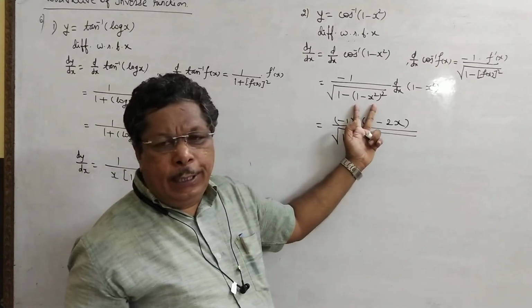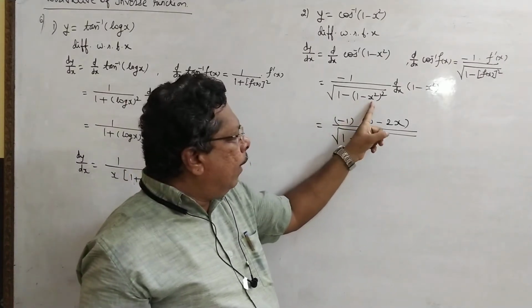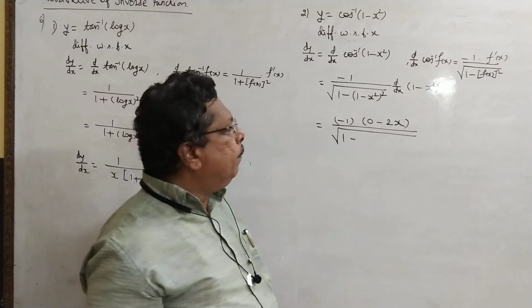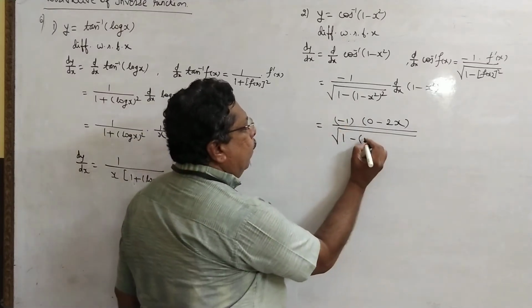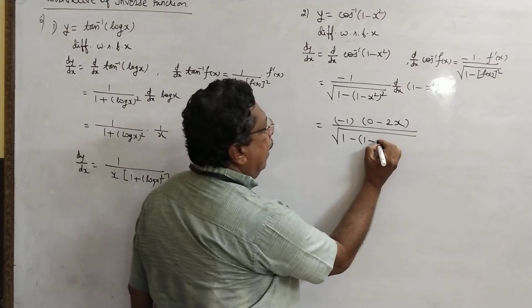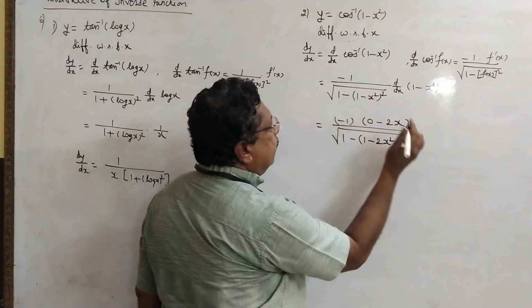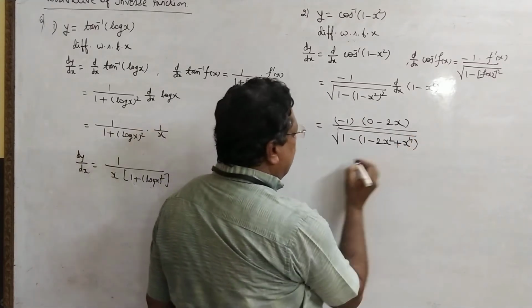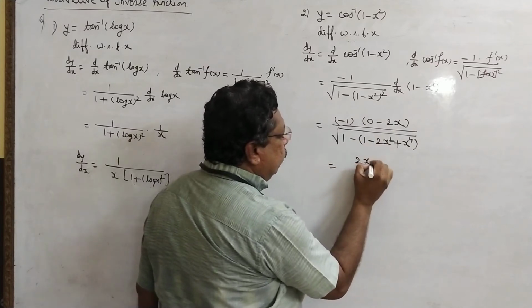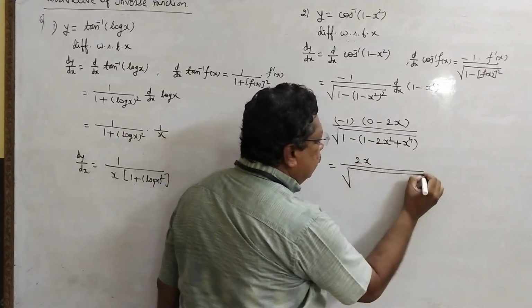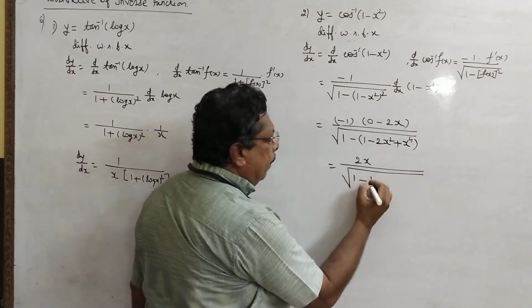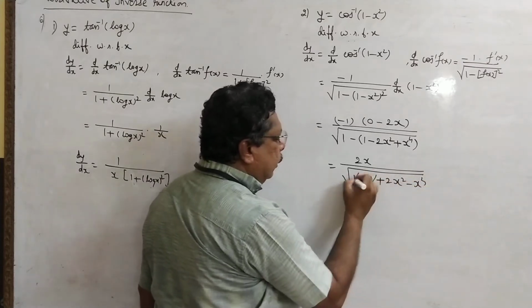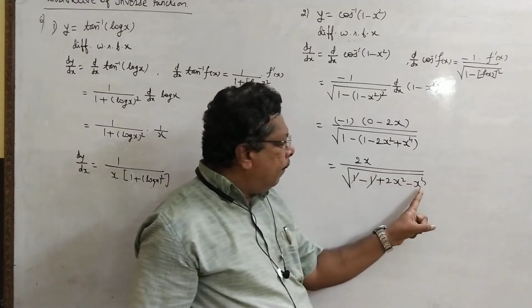Now expand this by using a minus b whole square. A equal to 1, b equal to x square. What is a minus b whole square? A square minus 2ab plus b square. In the similar manner, 1 square is 1, minus 2ab is minus 2x square, plus b square, x square is x raised to 4. So minus 1 into minus 2x, it is 2x upon under root 1 minus, open this bracket, minus 1 plus 2x square minus x raised to 4. This 1 gets cancelled. 2x square minus x raised to 4.